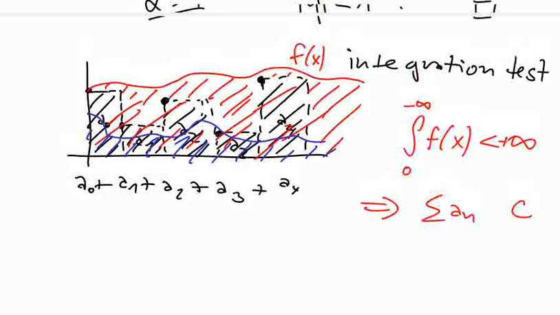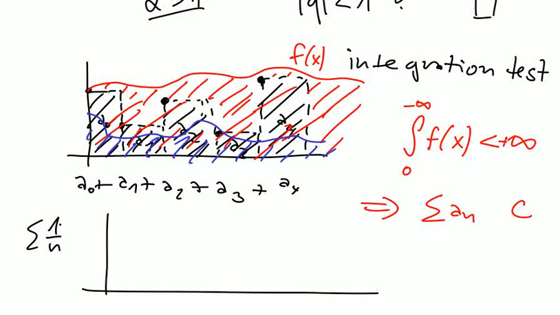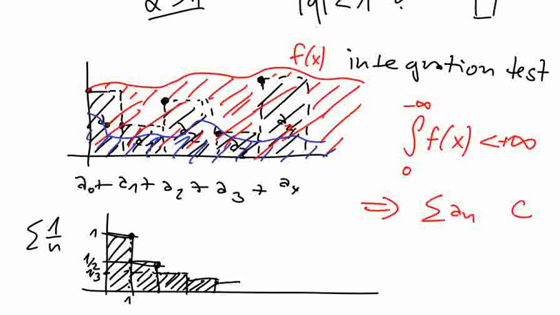Okay, so let me show it on this example, 1/n. We have the stairs which are like this. 1/0 we need to skip, so the first stair is 1. The second stair is 1/2, like this. And we have 1/3, then 1/4, 1/5, and so on. So the boundaries of the staircase look like this.